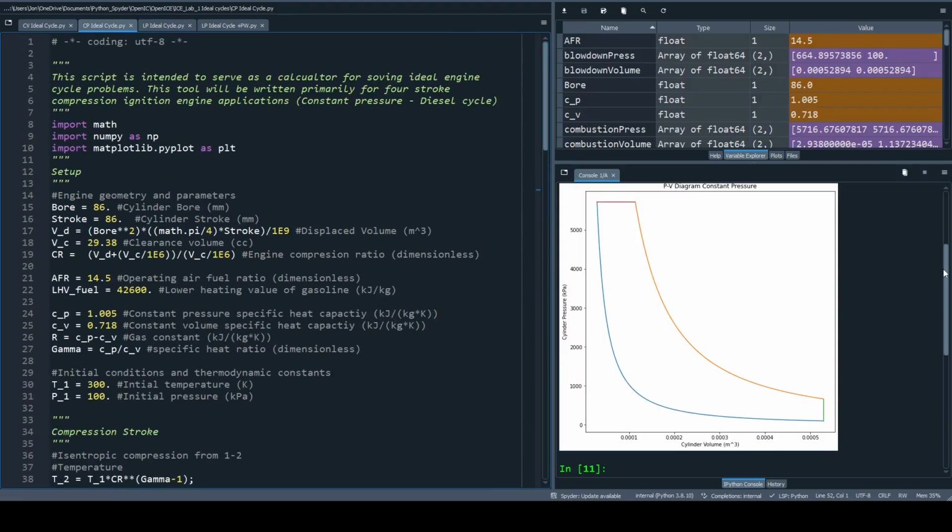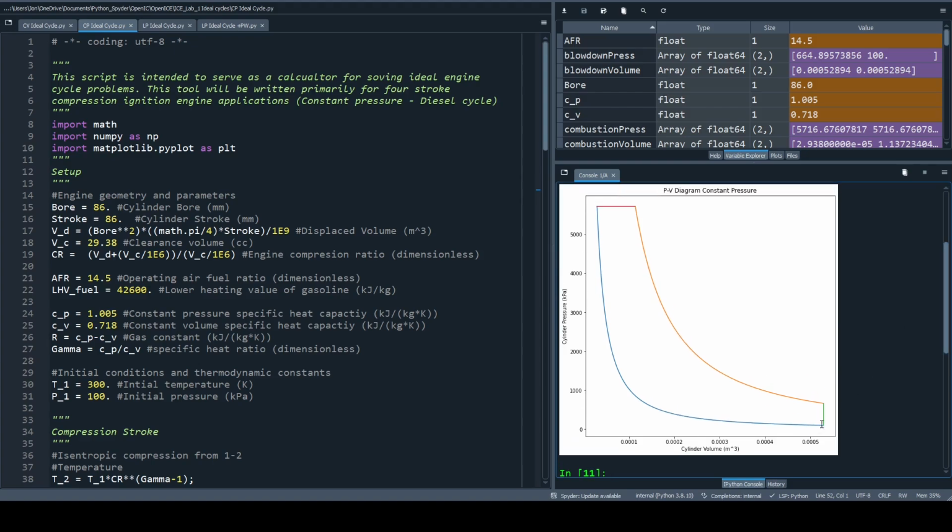So as expected, the graph looks a little different. So our compression rises, and then we have this flat-topped region. This is our combustion event. So pressure is remaining the same, but things are getting pushed down. Our volume is increasing again at the beginning of the power stroke.